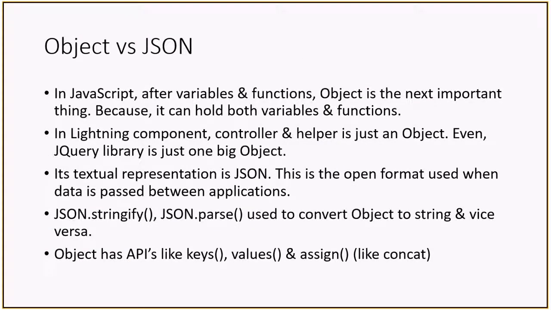Then very important stuff: objects, Salesforce objects, sorry, JavaScript objects. And you also have JSON. I know some people have confusion about what to call each and what the difference is. The first point is that in JavaScript, variables and functions are key. The next important thing is the object, because you have seen objects in Salesforce and in JavaScript core. An object is the one which holds variables and functions together.